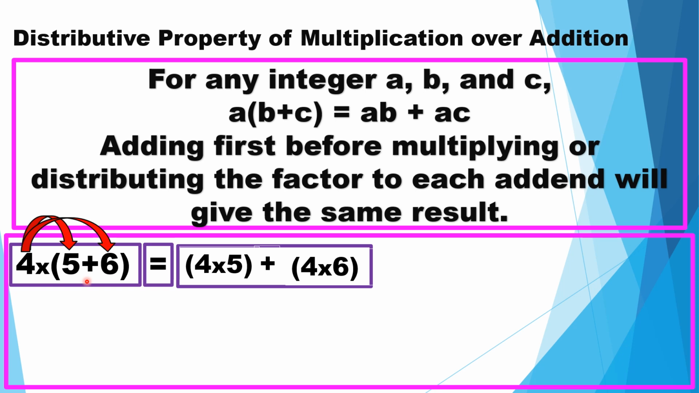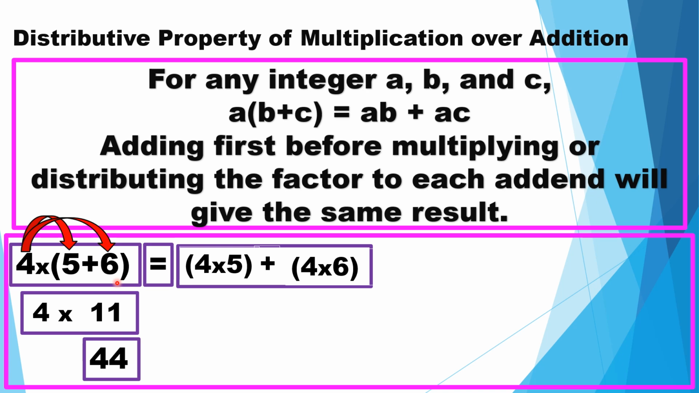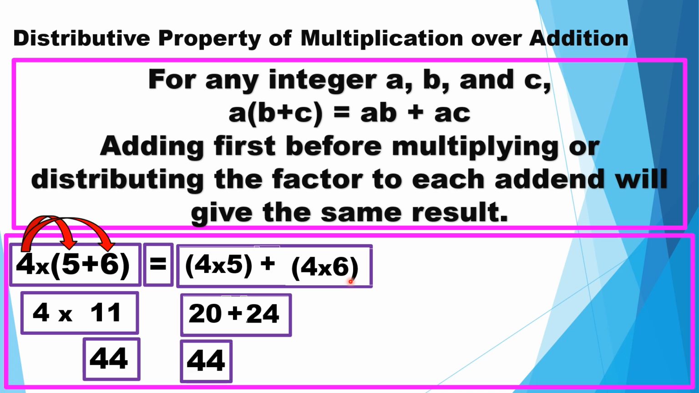Next, dito yung nakagroup, 5 plus 6 is equal to 11. So, 4 times 11 is equal to 44. Next, sa right side, 4 times 5 is equal to 20. 4 times 6 is equal to 24. Then add. 20 plus 24 is equal to 44. 4 times 11 is equal to 20 plus 24. 44 is equal to 44.